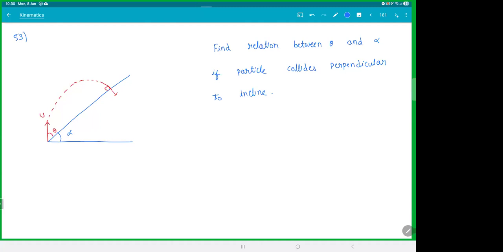This does not happen every time. It happens for a very specific relation. Only then you will hit perpendicularly. Like you could have hit this like this. You can hit like this. You can even hit like this, isn't it? Even this is possible. If you throw hard enough, it can hit at an angle like that.